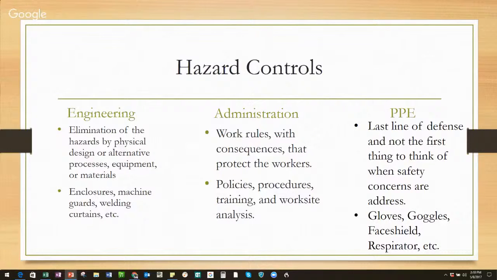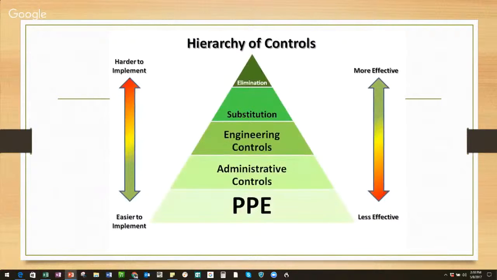PPE is the last line of defense. The control should initially be based on engineering first, and that's going to block the worker from getting injured. Then your admin, then your PPE. So it's a hierarchy. It's tiered that way. It's easier to implement something like PPE.